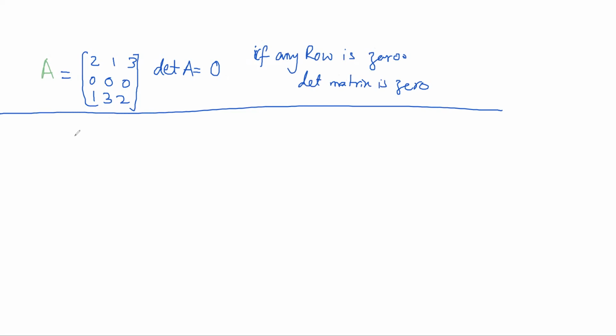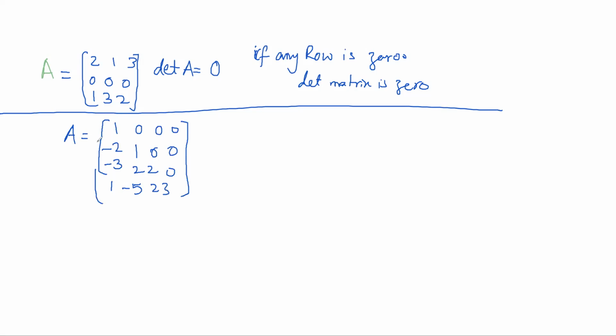And one more property. For example, if we have a matrix something like this, A: 1, 0, 0, 0, a 4 by 4 matrix, then minus 2, 1, 0, 0, and minus 3, 2, 2, 0, and then 1, minus 5, 2, 3. This is the matrix. In this kind of matrix, you can see that all the elements above the diagonal are 0. Okay, so this is the diagonal.